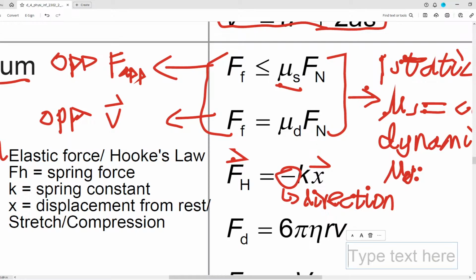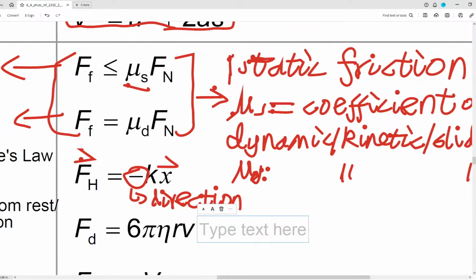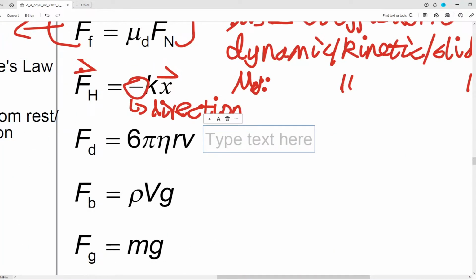The next one. Now let me put it where I want. That's good. It wasn't working earlier when I was setting it up, but it's good now. All right, next one is known as Stokes' law, at least a version of Stokes' law.